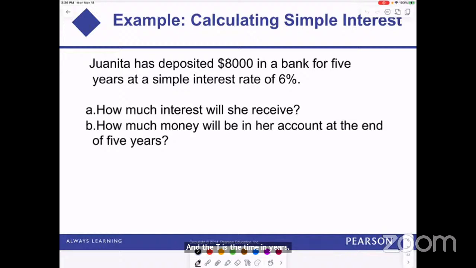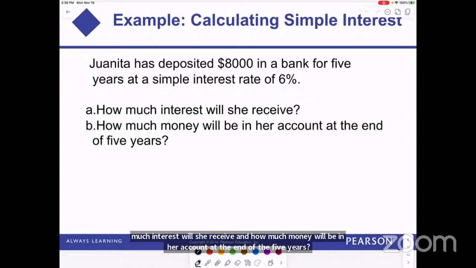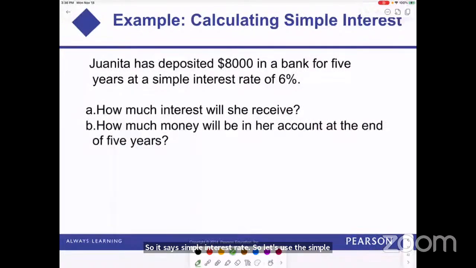Okay, so Anita has deposited $8,000 in a bank account for 5 years at a simple interest rate of 6%. How much interest will she receive, and how much money will be in her account at the end of the 5 years? So it says simple interest rate. So let's use the simple interest formula. I equals PRT. Okay.